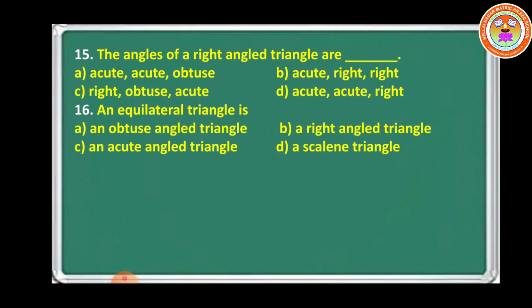Okay. Then question number 15. The angles of a right angle triangle are, what is possible? One angle is a right angle, the remaining two angles are acute angles. Then question number 16. An equilateral triangle is, what is possible? Equilateral triangle means all the angles are acute angles, therefore acute angled triangle.